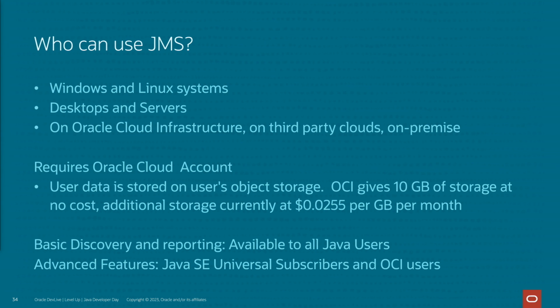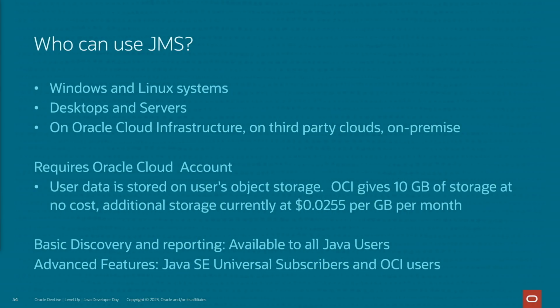Now, if you have a very large fleet, you may have to pay for extra storage, at which point you run into the cost of OCI, which is just a few cents per gigabyte per month. So this shouldn't be costly. JMS per se doesn't cost. So it's only the underlying storage that you may have to pay for. Now, all of what I've described right now, those are the basic discovery features. And they're available to everybody.